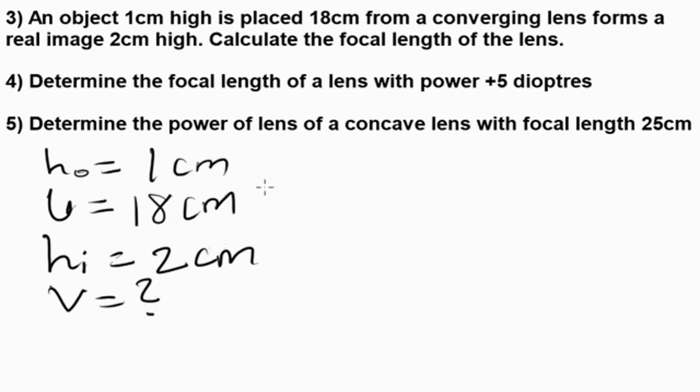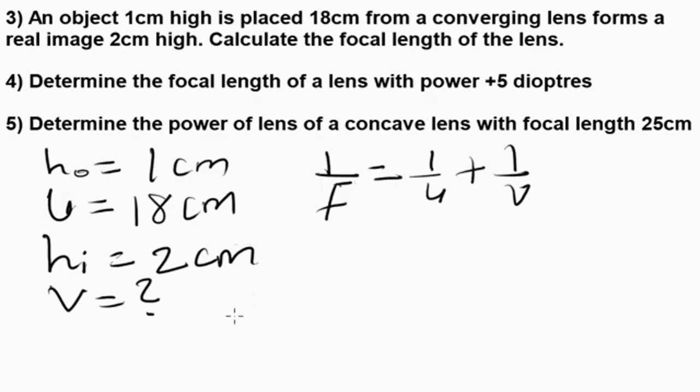So to find the focal length, we are going to apply this formula. Since it's a converging lens, the focal length will be positive, so the lens formula will be 1 over f, the focal length, equals 1 over u plus 1 over v. In this formula, we don't have our image distance, so we have to get the image distance first before we use this formula to find the focal length.